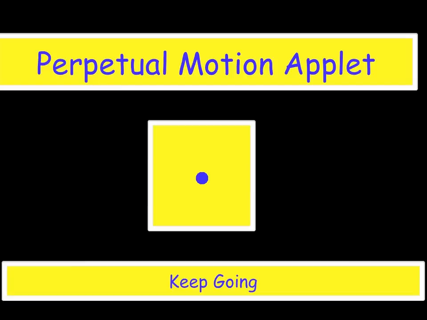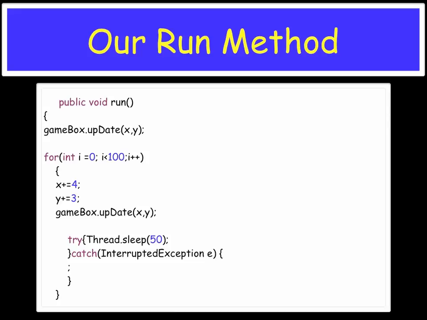This presentation will show you how to turn your motion applet into a perpetual motion applet. In other words, your ball will keep going. We'll focus our attention on the run method in the main applet. This is what it looks like so far.